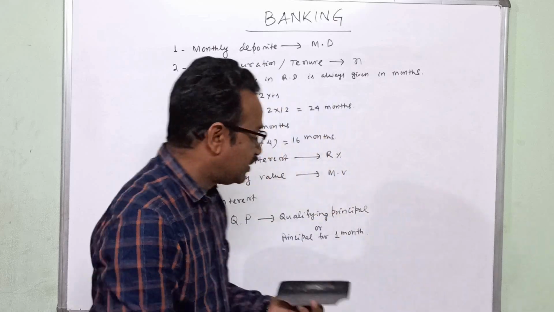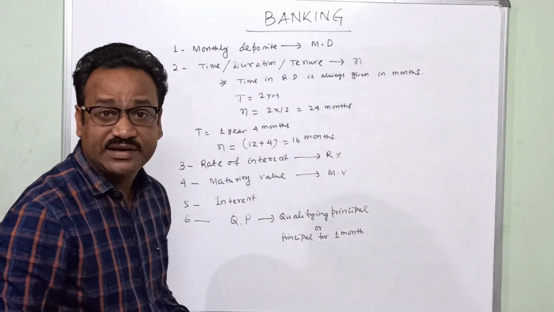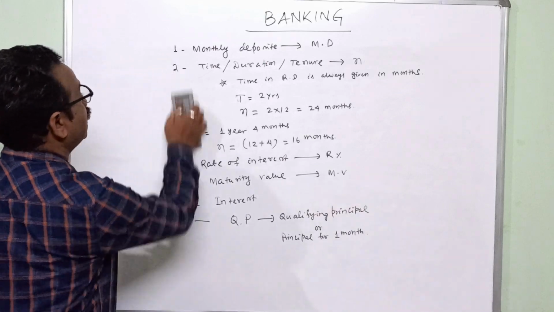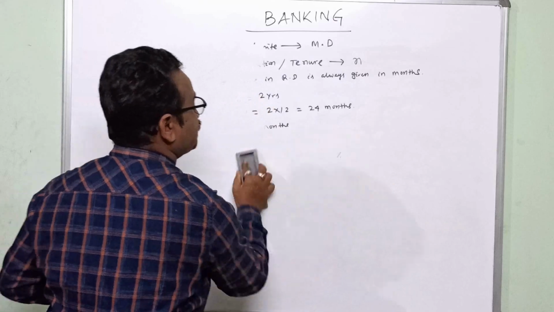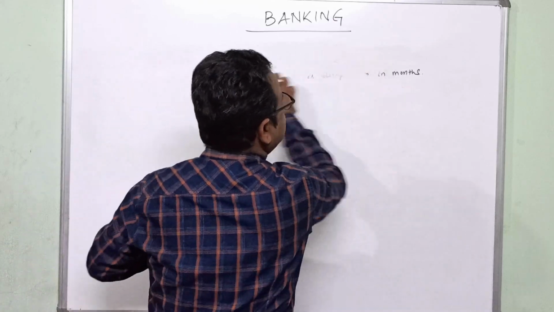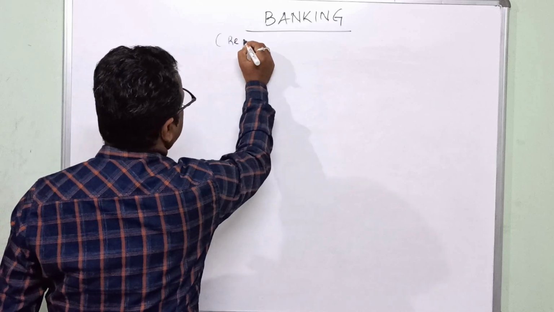So one by one, let's discuss the steps of calculating the maturity value. In the first step, what will we do? Steps of calculation. Banking, recurring deposit.